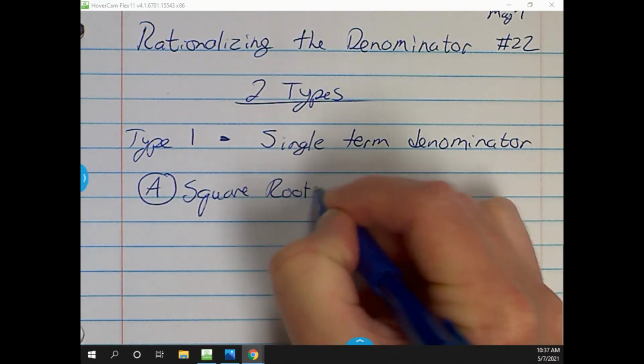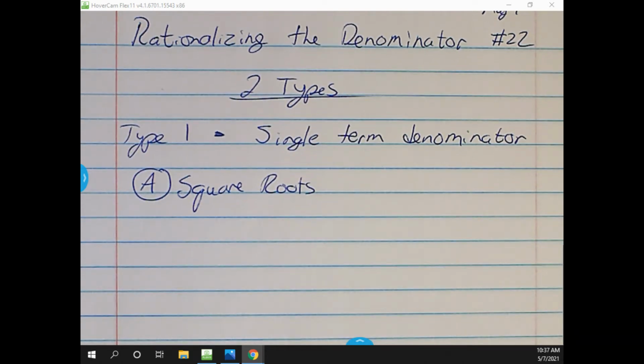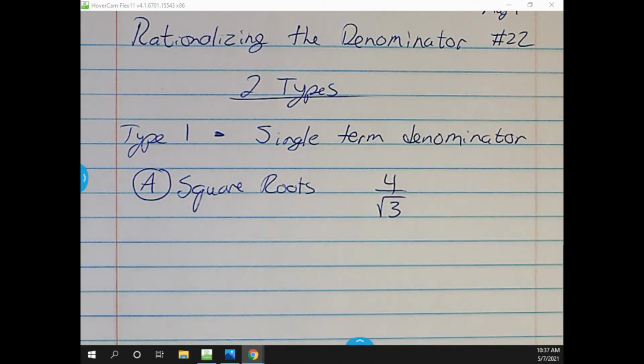Because the first one we're going to do is square roots. And this is the one that we've done. Now, it's probably been a while since we've done these, so it may be one of those that when you first look at it, you may not quite remember. But let's say you had like 4 over the square root of 3.